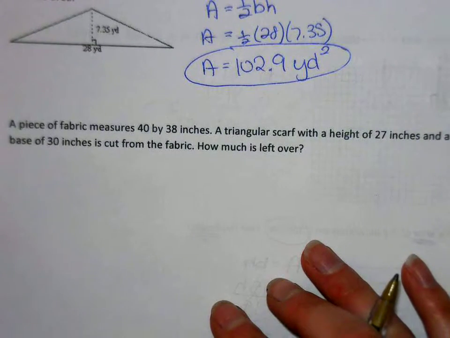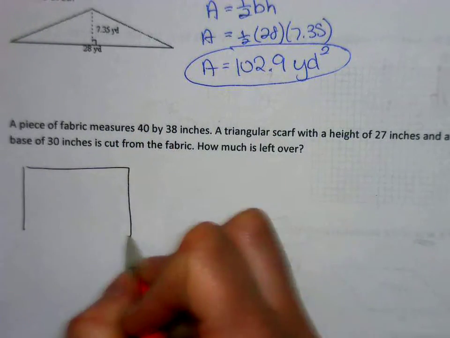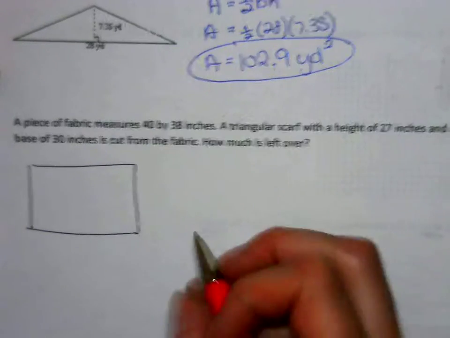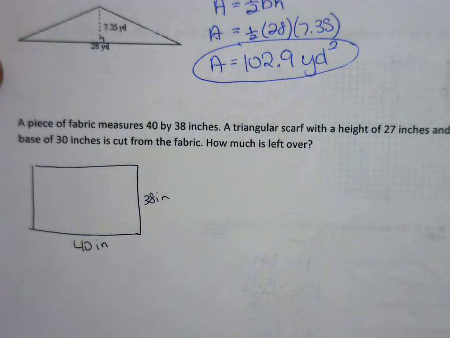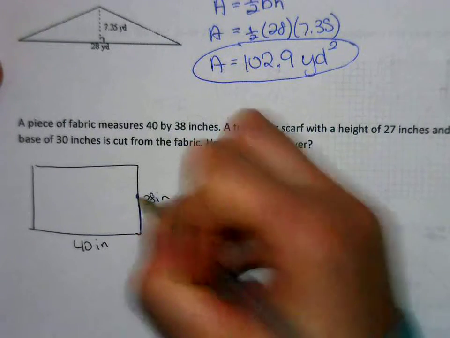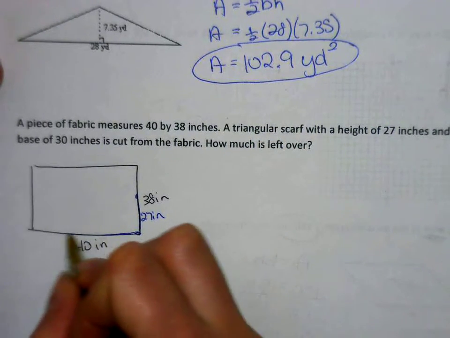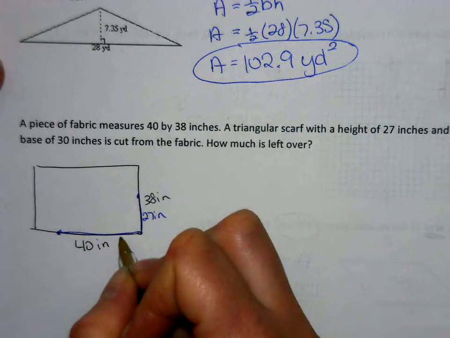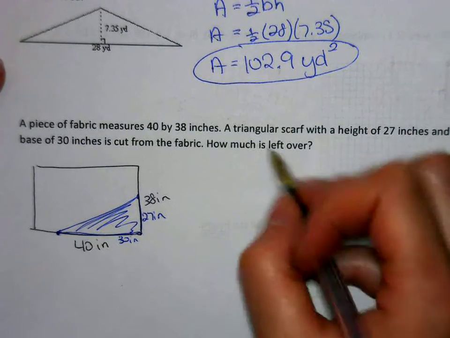So let's look at one more example problem. We have a piece of fabric that measures 40 by 38 inches. That means we have a rectangular piece of fabric that is 40 inches by 38 inches. From that piece, we're going to cut out a triangular scarf, and the height is going to be 27. So on my height, coming up here, say it's 27 inches tall, and the base of it is going to be 30 inches. So that means we're cutting out this chunk in here. We want to know how much is left over.